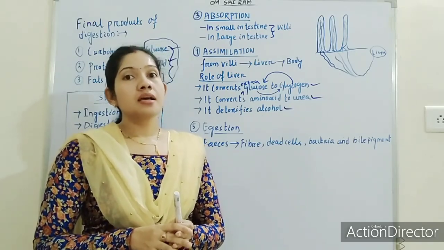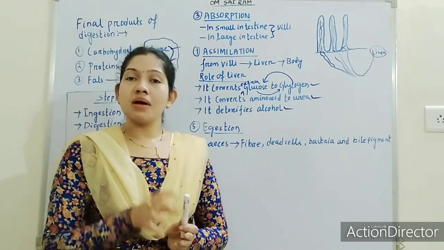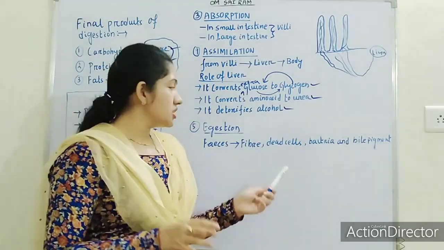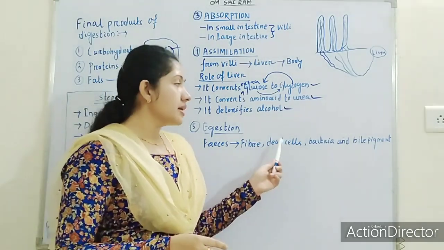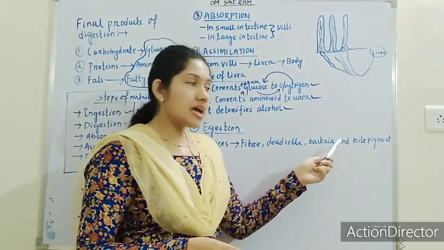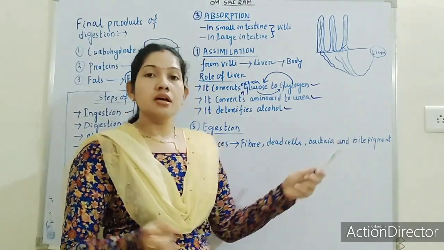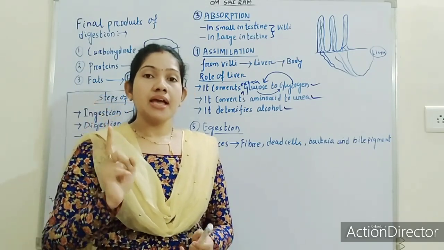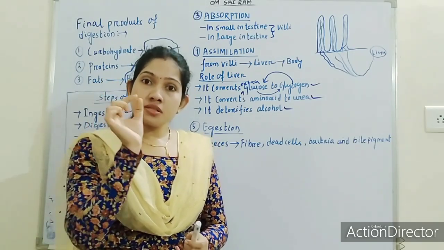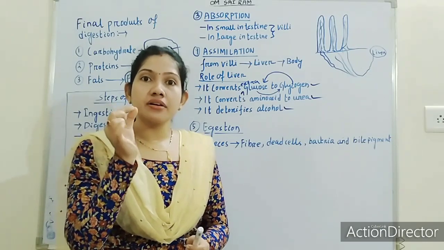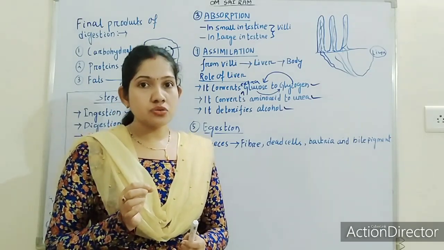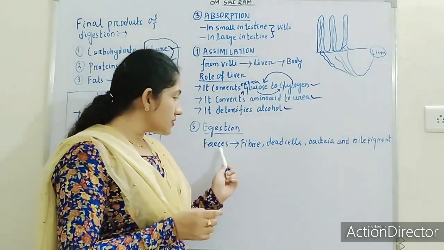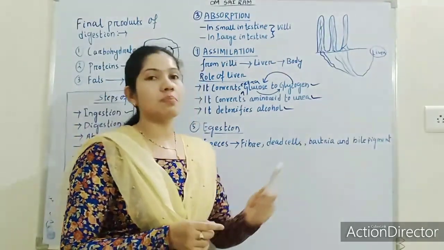Okay, and that semi-solid mass is known as feces. Feces is the combination of fibers, dead cells, bacteria, and bile pigment. Okay, remember bile juice? Bile juice is secreted from the liver. Bile juice has some pigment or some color. What is the color of bile juice? Yellowish in color. That's why the color of feces is yellow, due to the secretion of bile pigment.